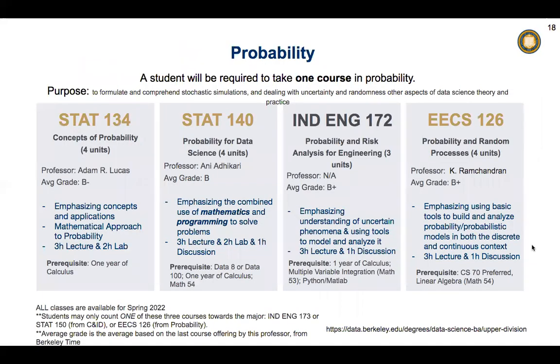And so yeah, the other requirement is in probability. And one of the options is Stat 134, another one is Stat 140, Industrial Engineering 172 or EECS 126. And at this point, all of these are available for next semester.